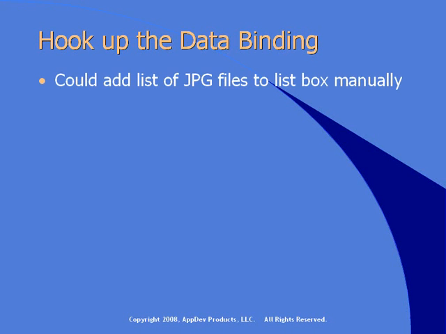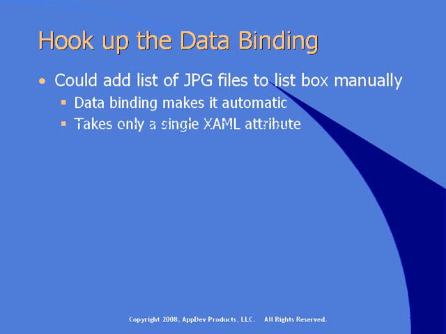To display the list of JPG files, we could, I guess, go out and find the list ourselves and manually add them to the list box. But what fun would that be? We'll instead use data binding, which makes it automatic. All we have to do is set a single XAML attribute, and the data binding will happen magically. Let's give it a try.